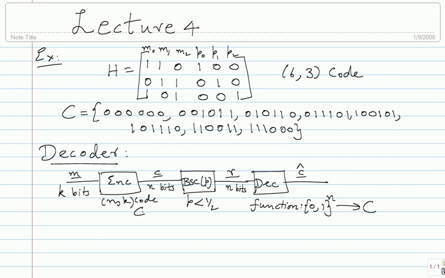Without any other consideration, how many such functions can you have? What do I mean by a function from {0,1}^n to C? A function has an input, which is an n-bit vector. Every time you give it an n-bit vector, what does it have to give out? Some vector from the code. Without any other consideration, in how many ways can you do this? 2 power nk, right? Am I right or wrong?